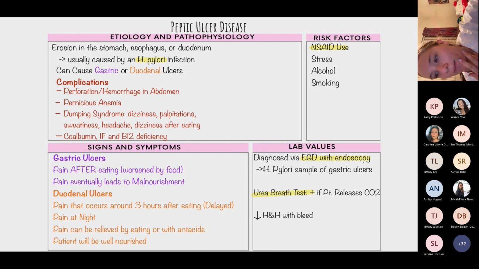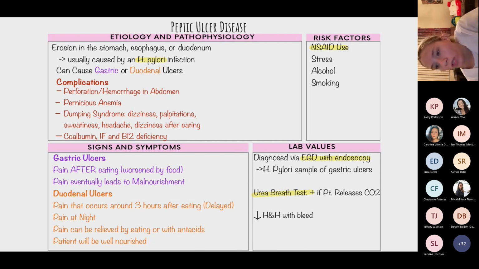But essentially what's happening is that something is causing erosion along the GI tract. And that's a really big issue because as you can see, it can lead to perforations, hemorrhages, anemias, dumping syndrome, etc. So it's really important that we address the underlying cause and that we're doing thorough assessments for these complications. If at any point you notice a rigid board-like abdomen, we know that there's a really big issue.